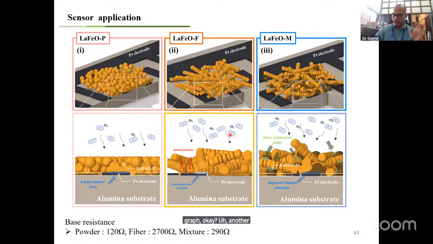Another case now. Everyone knows that sensors function because of chemical changes occurring at the surface. For all sensors, the surface of your material is very important. Here also, we are understanding how a sensor works, how to understand the surface of a sensor material with the XPS technique. Okay, so here we observe three cases. This is a lanthanum ferrite material.